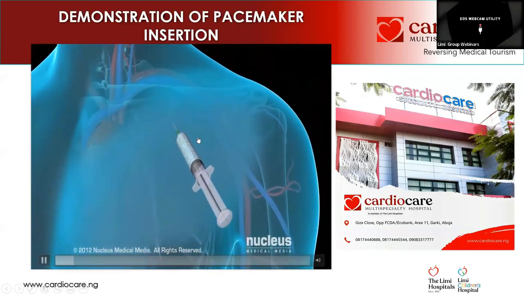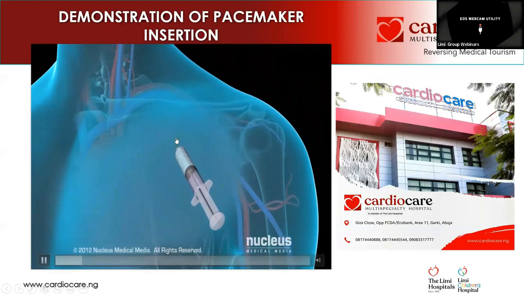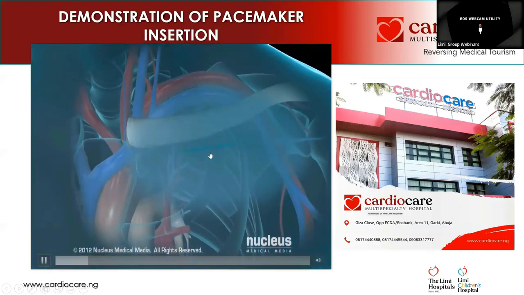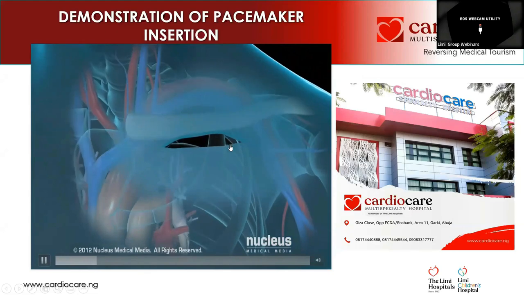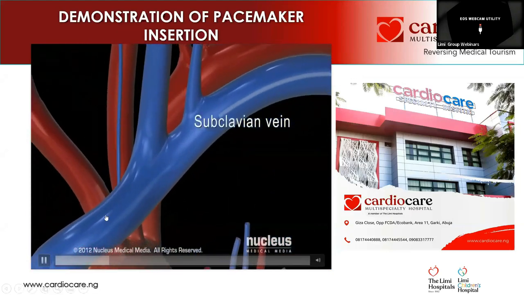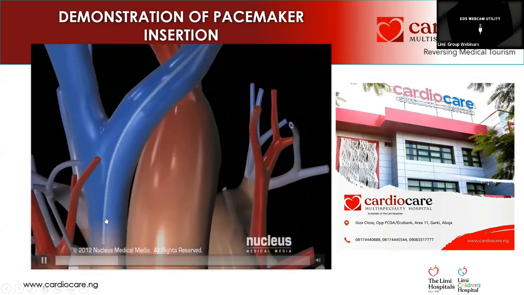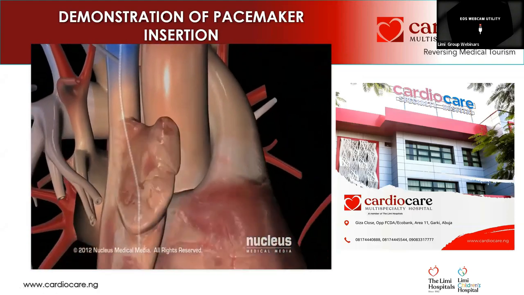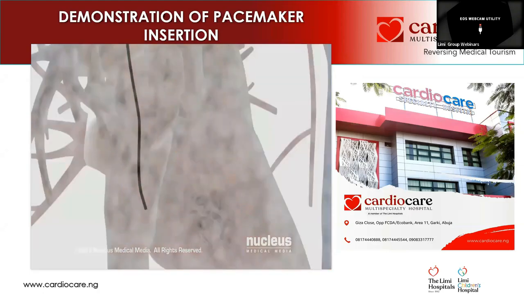Now, you can also see how a pacemaker is done in the cath lab. We make a small incision. Then we put in the pacemaker lead through the subclavian vein into the heart. And then we take it straight into the heart. And then we interrogate it and make sure it is there.